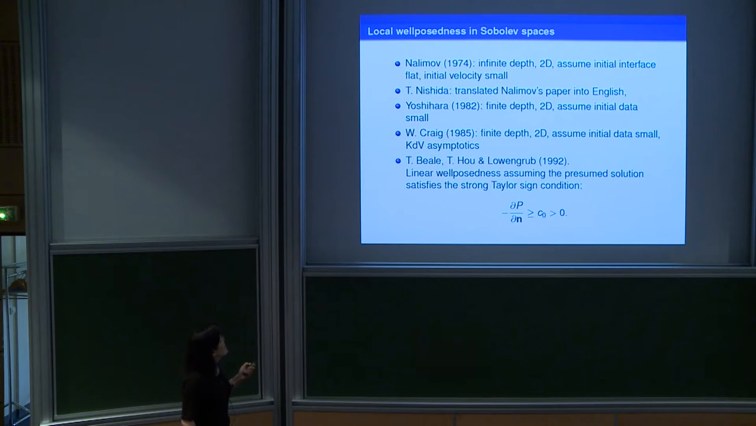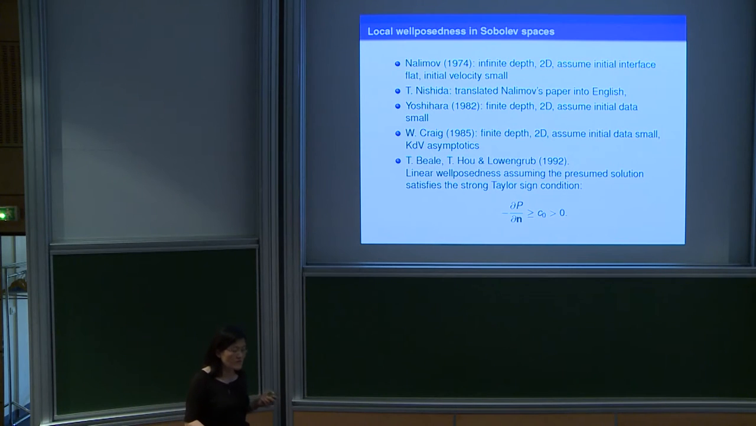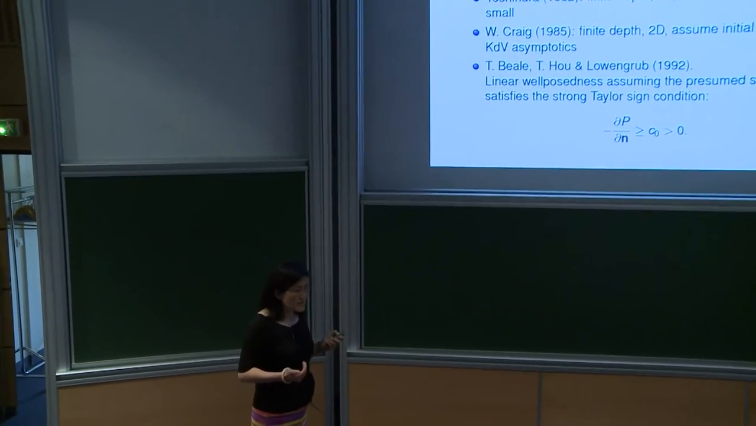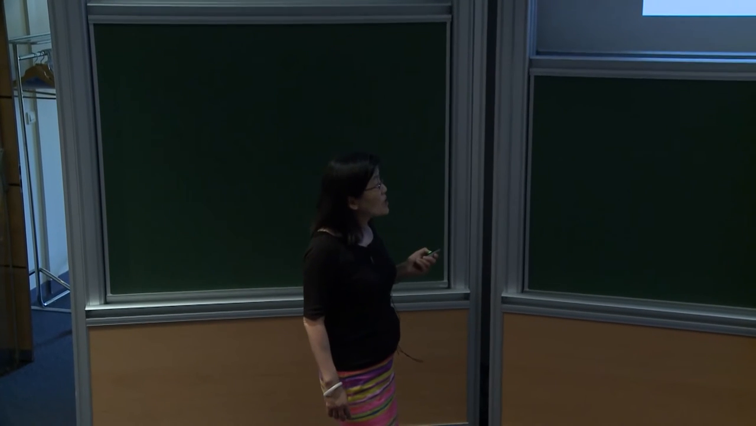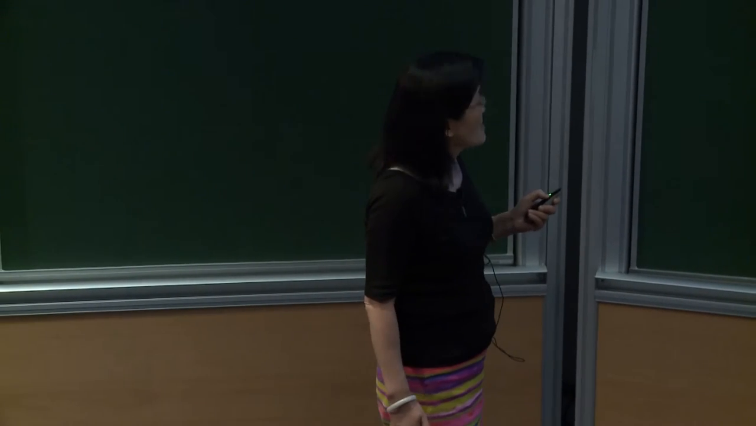for a short time. Okay, and then we have seen the work of Walter Craig in 1985, where the main contribution is that he derived the KdV asymptotics rigorously from the water wave equation. Okay, so now there is another important work by Beale, Hou, and Lowengrub. So in this work, the importance of the Taylor sign condition becomes apparent. Okay, so they basically say that if we have a solution of the water wave equation, and we linearize about this given solution, then the problem is linearly well-posed if this condition holds. Okay, so this shows the importance of this assumption.